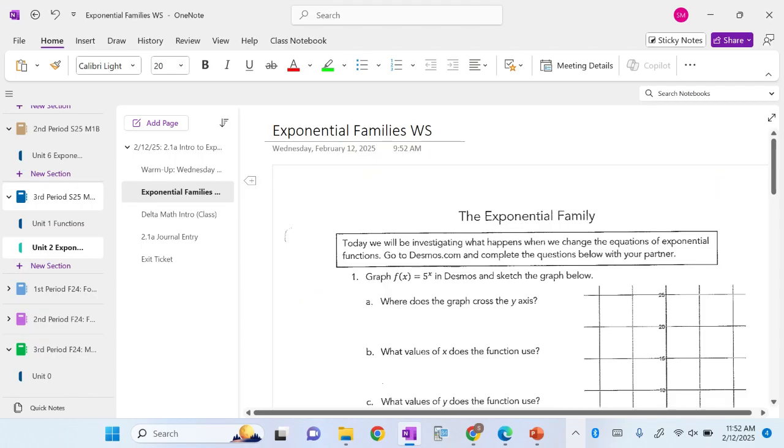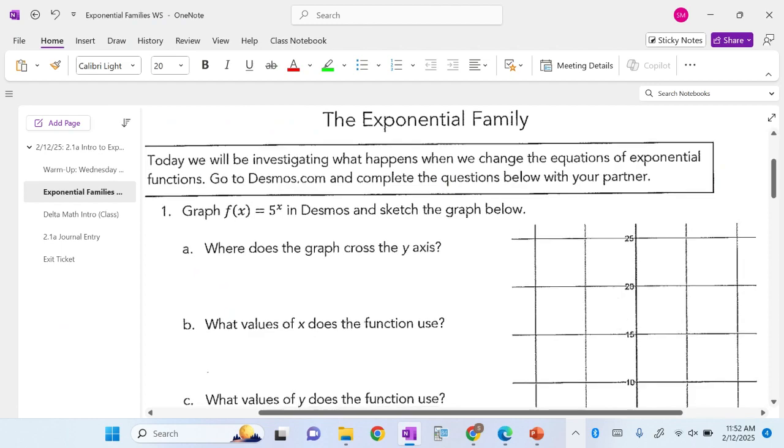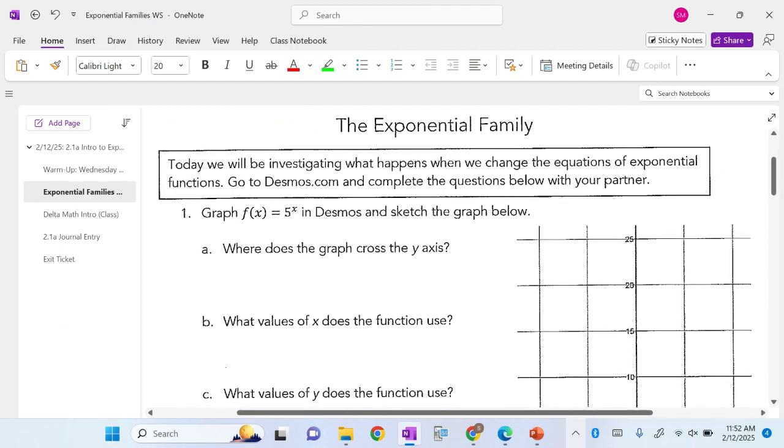All right, so with exponential families, most of the ones that you're going to see on this is very, very straightforward. It's stuff that you've seen before.